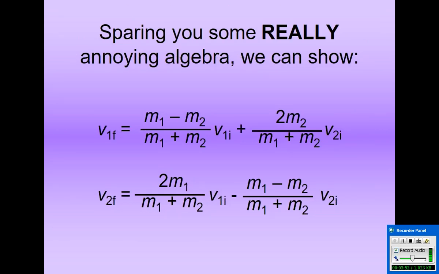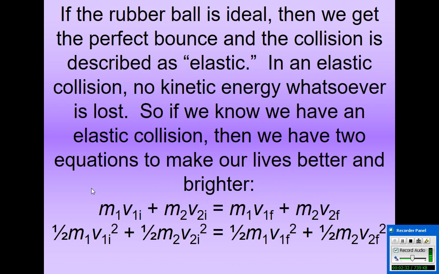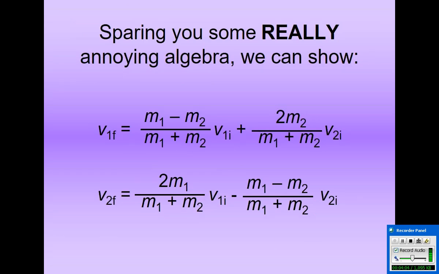You get an expression for v1 final and you get an expression for v2 final, and each of those expressions is in terms of the two initial velocities, v1 initial and v2 initial, as well as the masses of the different objects. If you look closely at those equations, you'll see that there's some parallels between them.